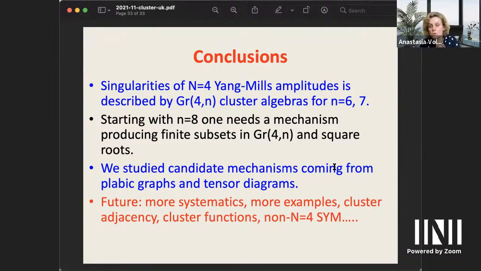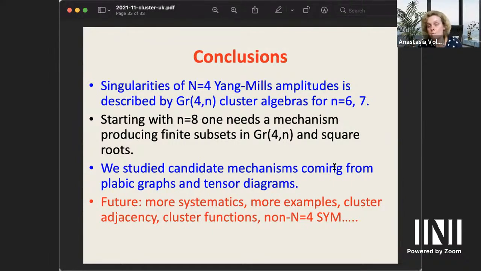Of course, in the future, it opens a lot of future work. More systematic studies need to be done, with more examples. Both on the amplitude side and on the Plabic and tensor diagram sides, more examples should be studied. I only focused today on a specific set of singularities, these letters. But of course, eventually, as I showed you in the beginning, we want to write down the actual expressions for these amplitudes. So we want to know exactly the functions.